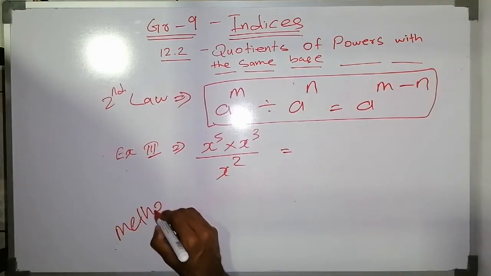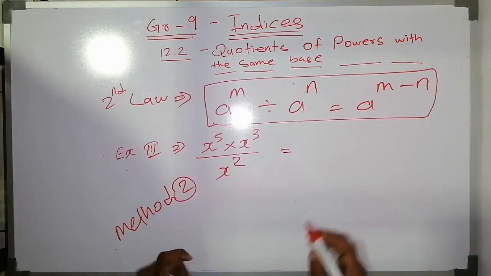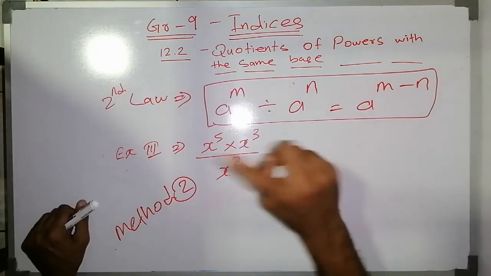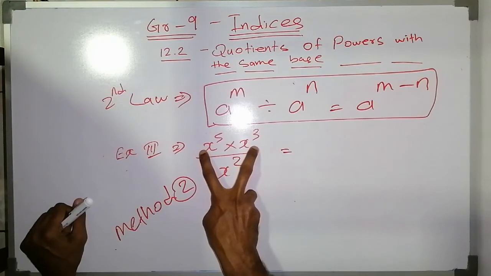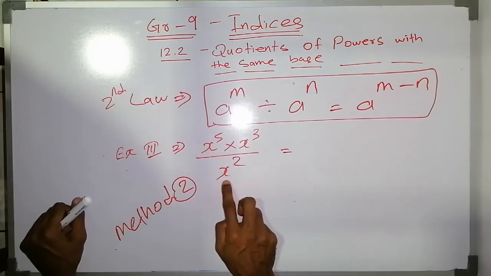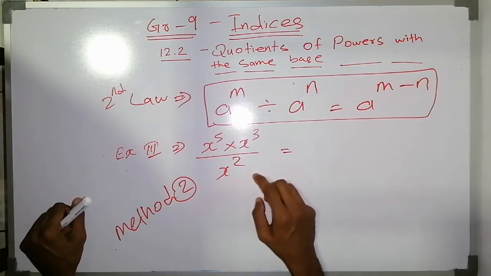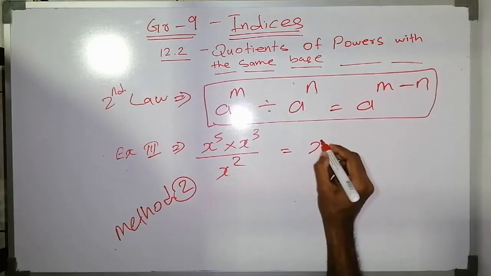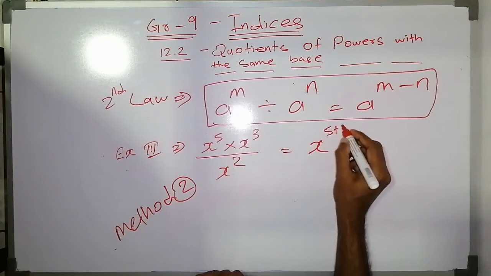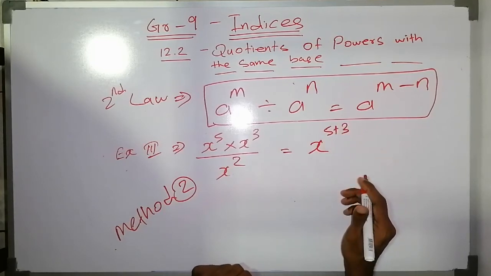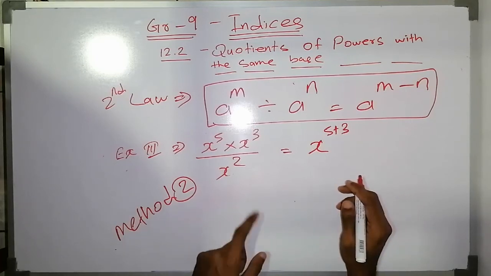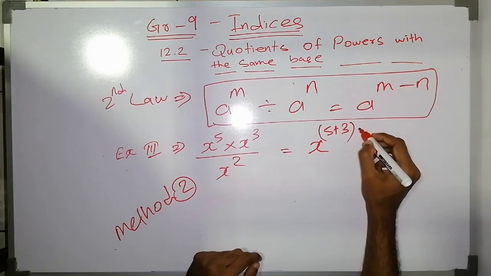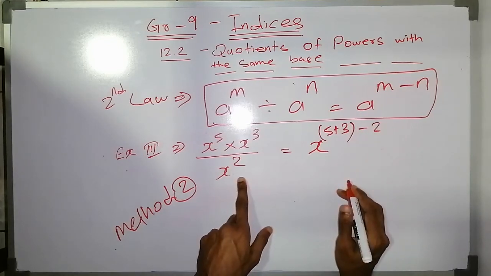Method 2, so we are going to do both the division and the multiplication in one step. In the numerator we have multiplication, in the denominator we have division. Okay, so we'll write it like this: x to the power 5 plus 3. When it comes to multiplication, addition. While we do the division, we do the subtraction. So from this you have to subtract the denominator.